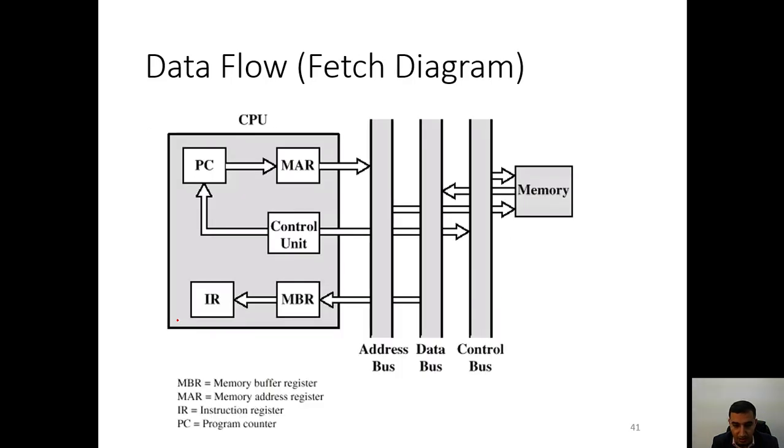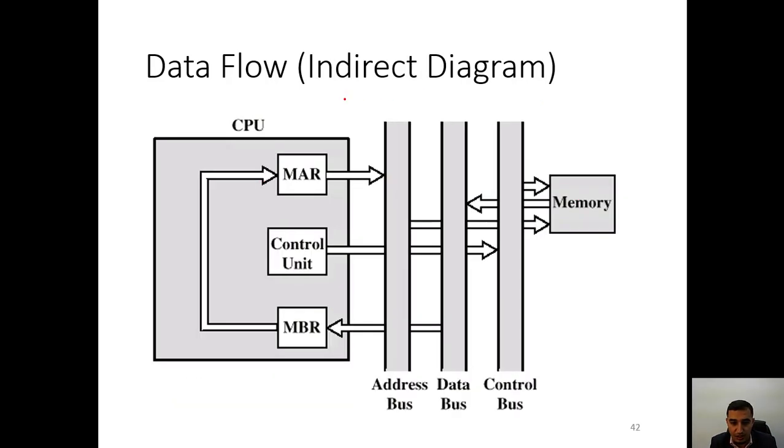Again, this is the same idea all over again. You have your PC. The program counter will put the address in the memory address register. It's put on the address bus. The control unit sends to the memory an instruction to put the data on the data bus. Then the data is read through the data bus to the memory buffer register, then put into the instruction register. This is the fetch diagram.